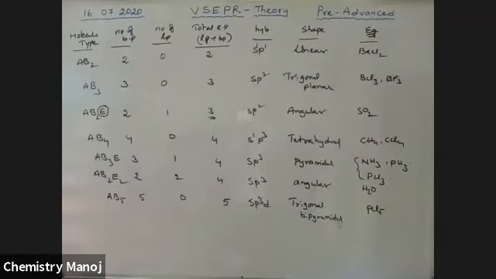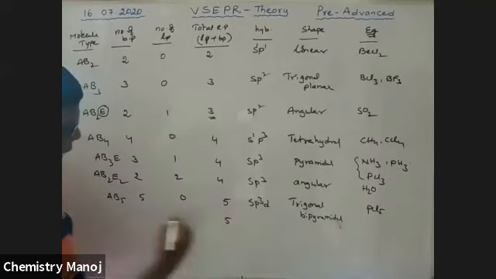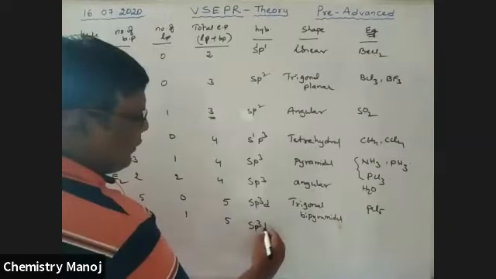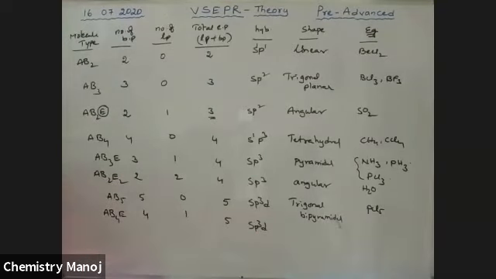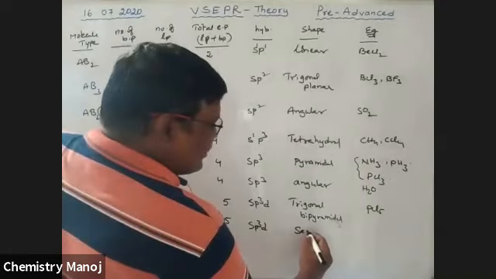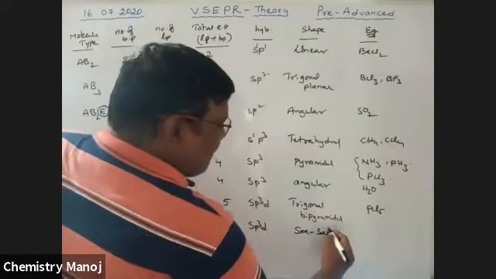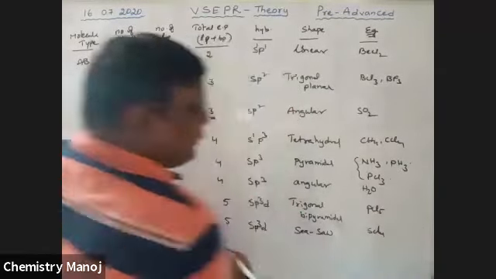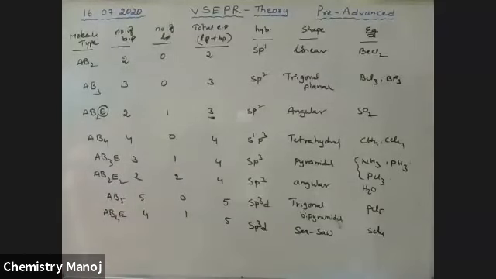PCl5 is the example. Next, total pairs 5, but 4 bond pairs and 1 lone pair. Therefore, it is AB4E type molecule. Now it is sp3d hybridization. With 1 lone pair, the shape is seesaw. Seesaw shape, that is the SCl4 molecule. I will explain.